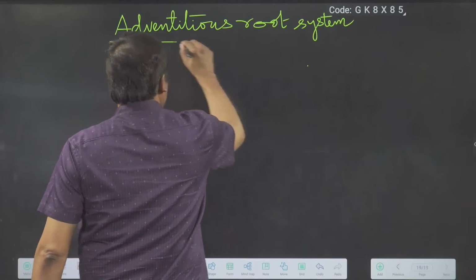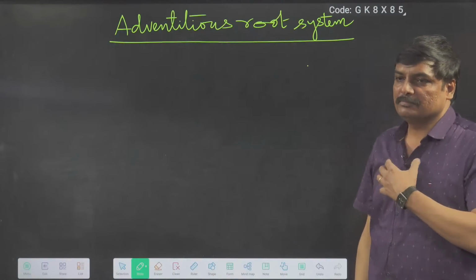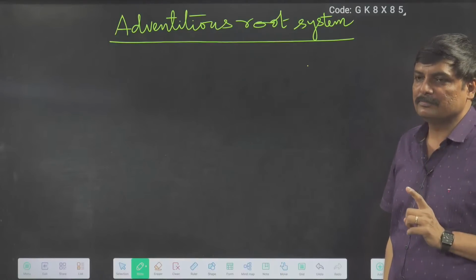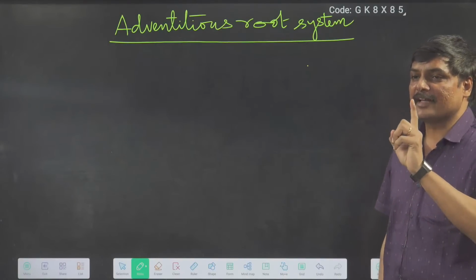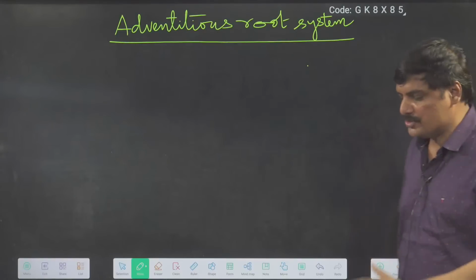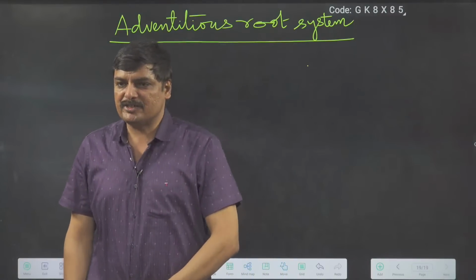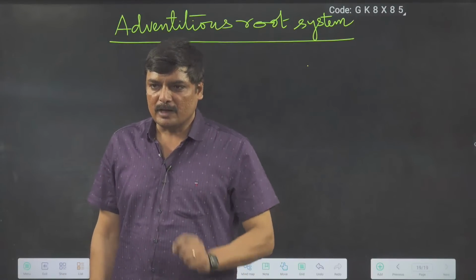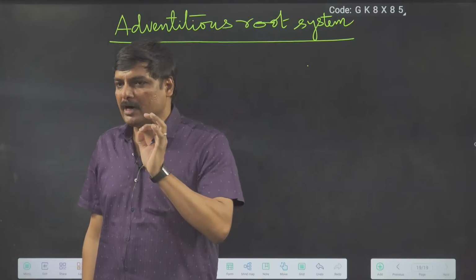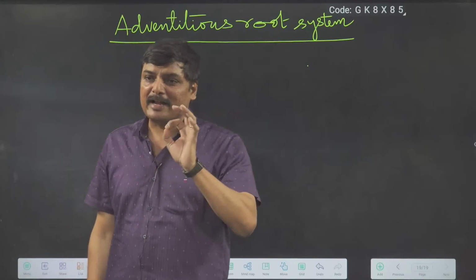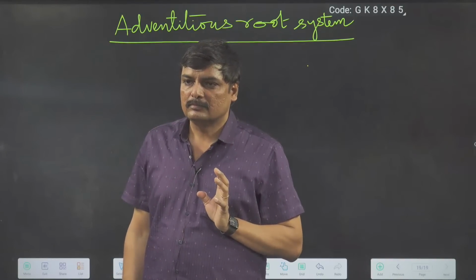Okay, what is adventitious root system? The root system which develops from any part of the plant body other than the radicle is known as adventitious root system. What is adventitious root system? The root system which develops from any part of the plant body other than the radicle is called as adventitious root system.